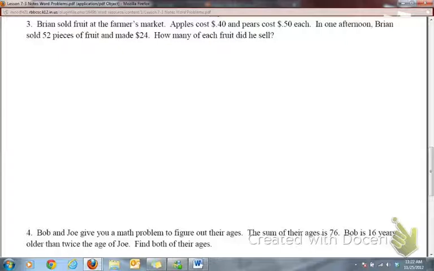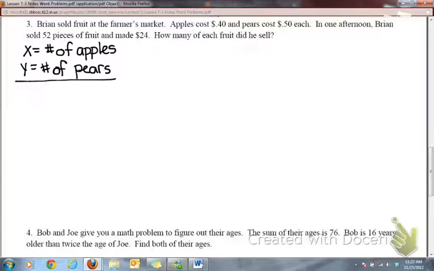So there's our variables right there. How many of each fruit? So let's have x represent, what came first? The apples. So x equals the number of apples that Brian sold. And y equals the number of pears. We don't know how many of each. Number of pears.